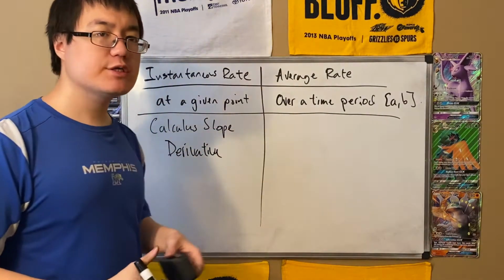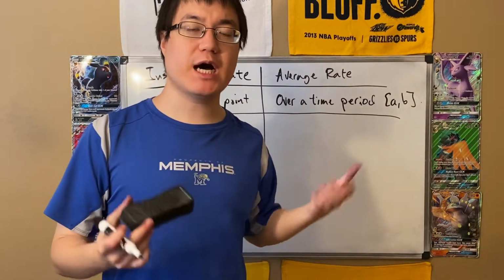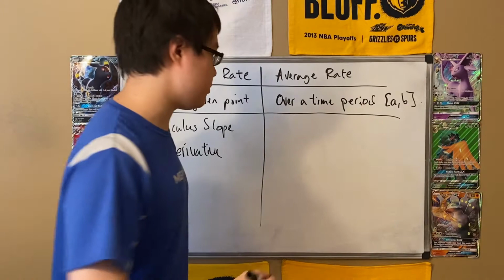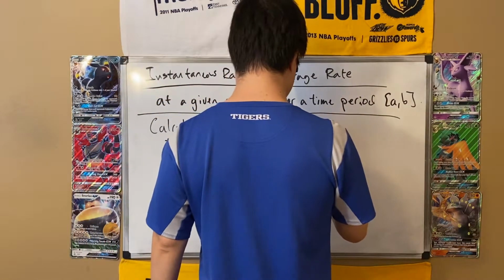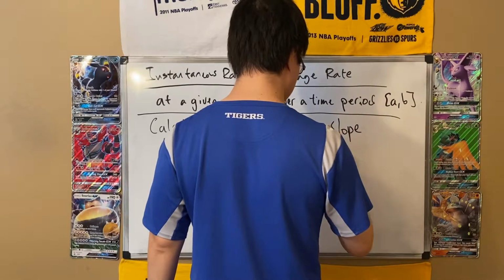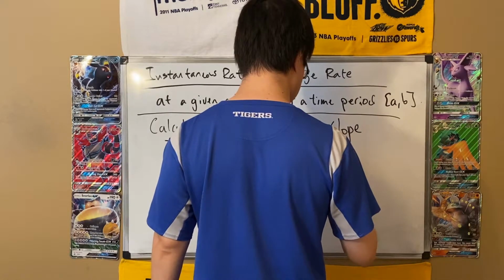What is average rate of change going to be? Well, because it's over a time period, you have 2 points. It's going to be our old friend algebra slope. So algebra slope. So it's just going to be y2 minus y1 over x2 minus x1.